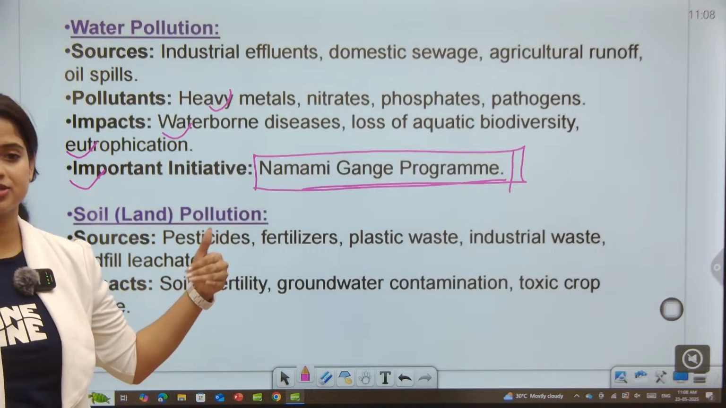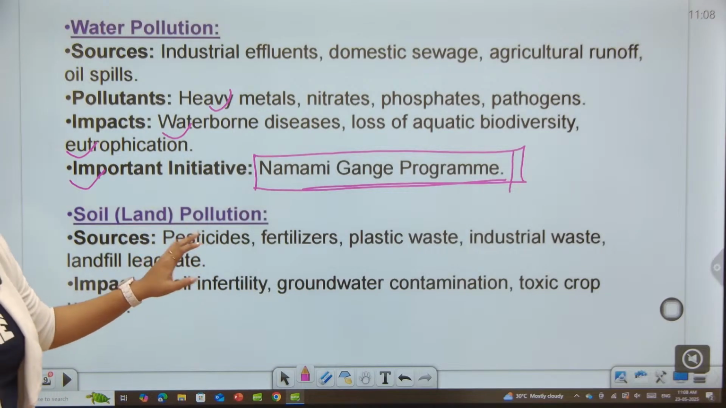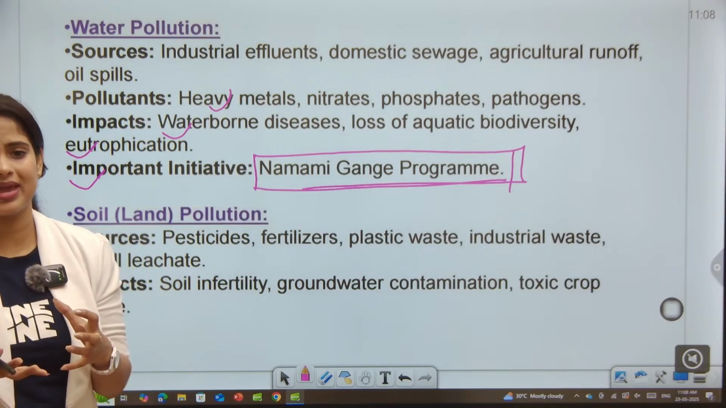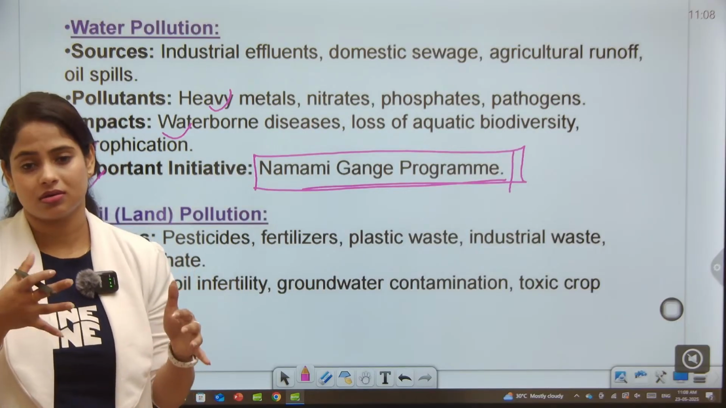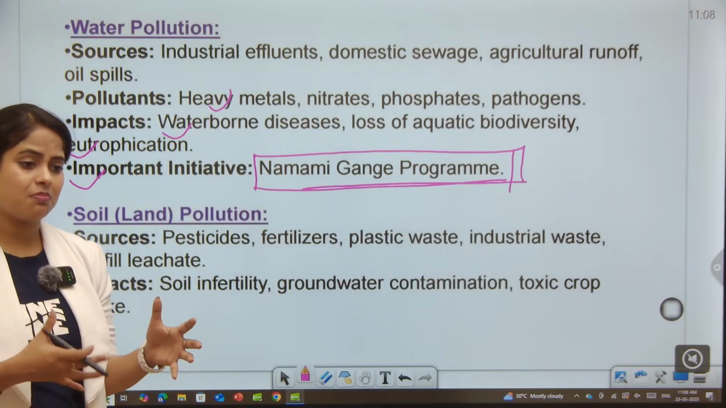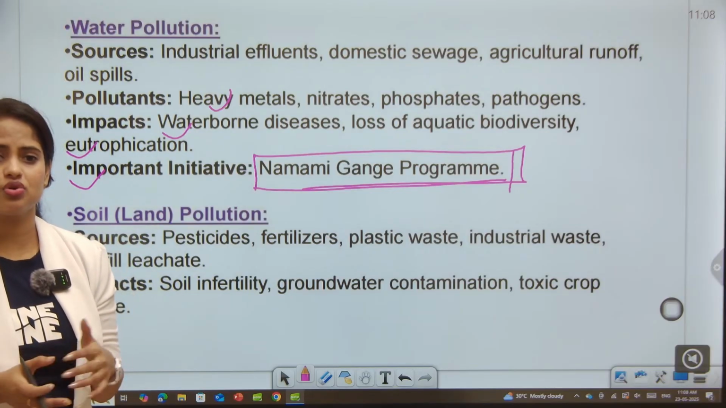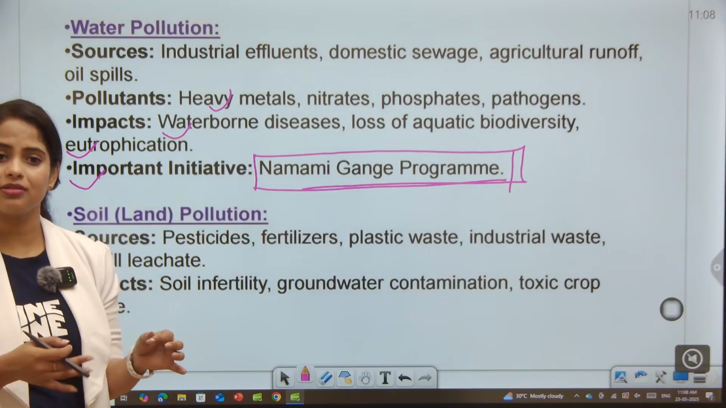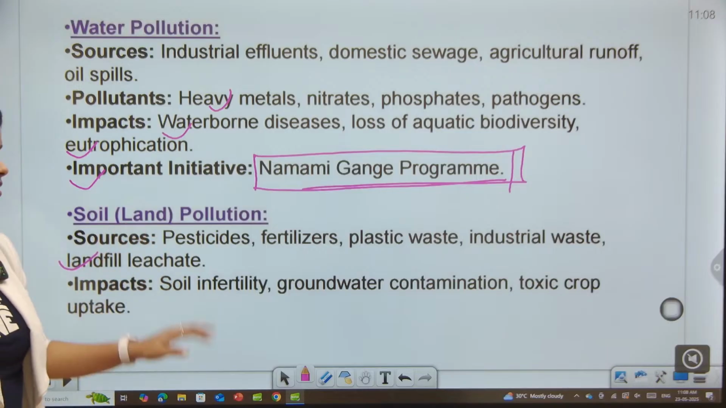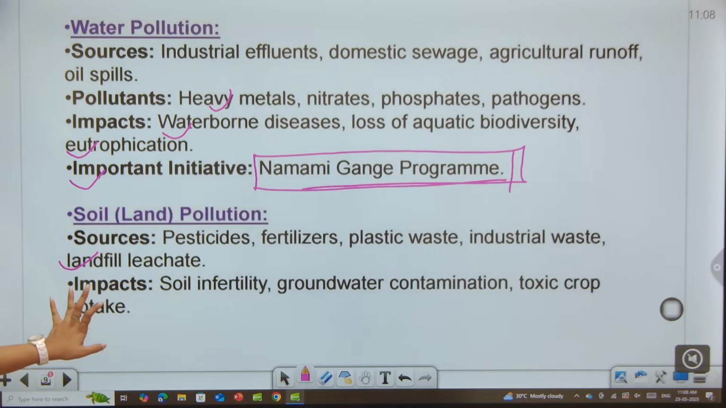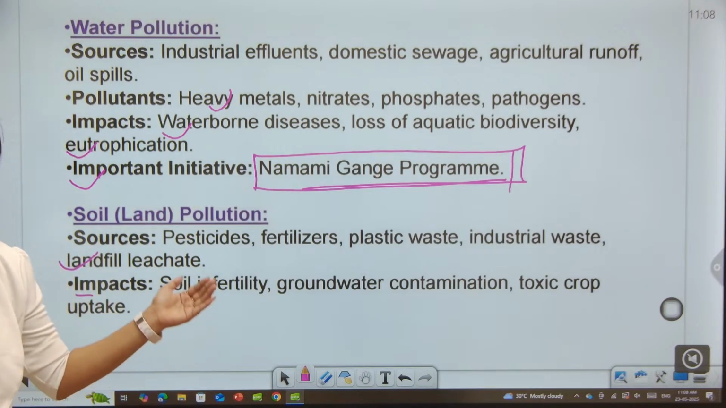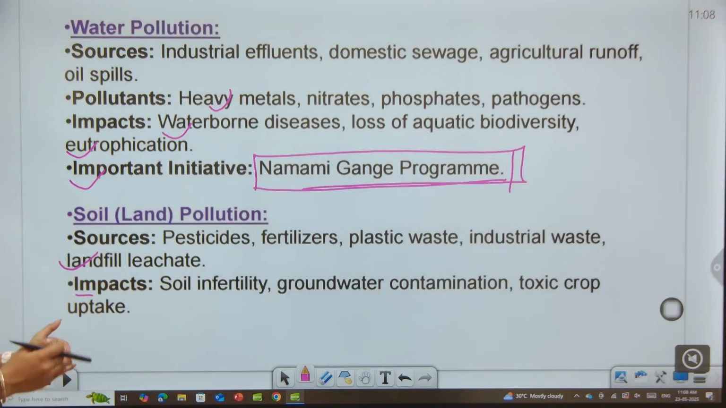So next is soil pollution, the sources, but obviously how does soil get polluted? There are the pesticides, the fertilizers, the plastic waste, industrial waste that are not biodegradable. Those are the sources and causes of soil pollution, and the pollutants of the soil and the landfill pieces. Clear? The impact is soil infertility. Obviously, that leads to soil infertility, groundwater contamination, toxic crop uptake. These all are soil pollution.